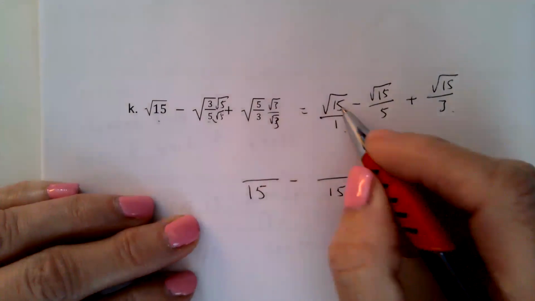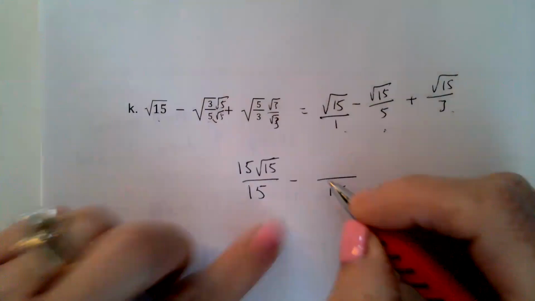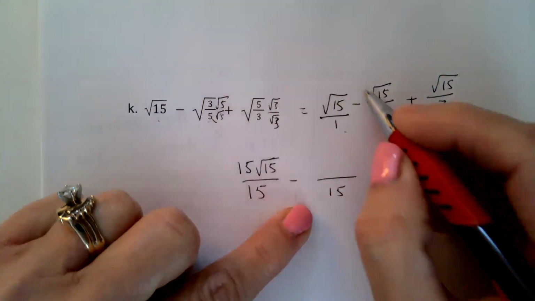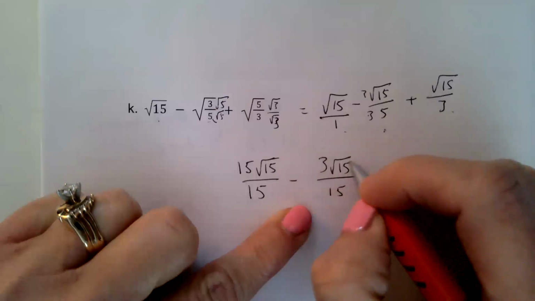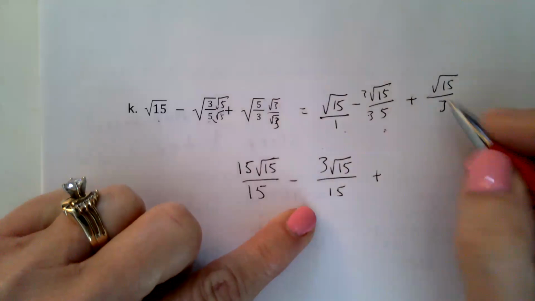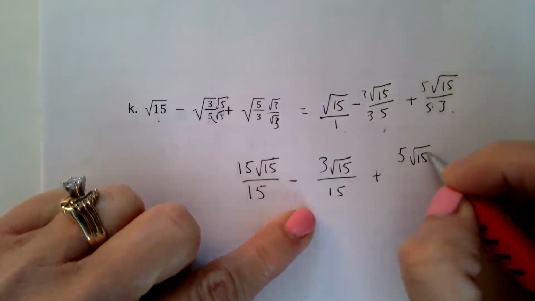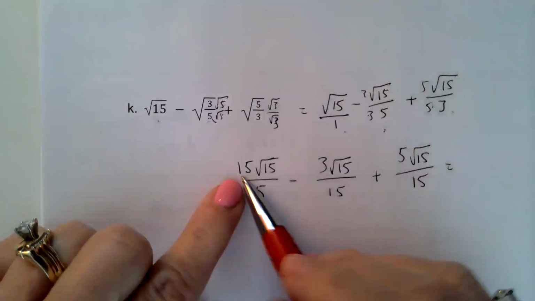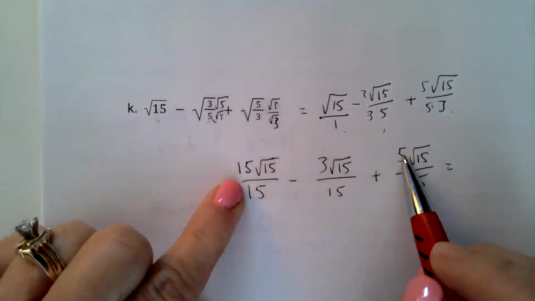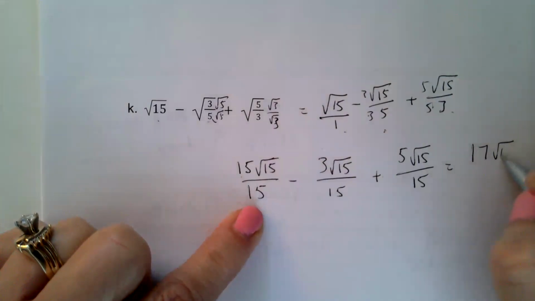So the first one, I have to multiply by 15 over 15. So that's 15 times the square root of 15. Minus that fraction needs to be multiplied by 3 over 3. So it's 3 times the square root of 15 over 15. Plus the third fraction needs to be multiplied by a 5. So that's 5 times the square root of 15 over 15. So I have 15 minus 3 plus 5. So that's 17 square root of 15 over 15.